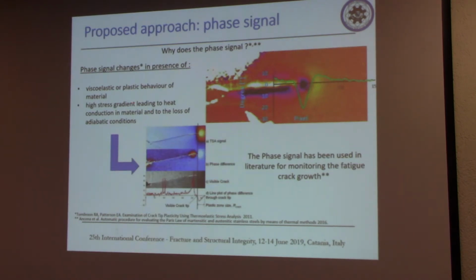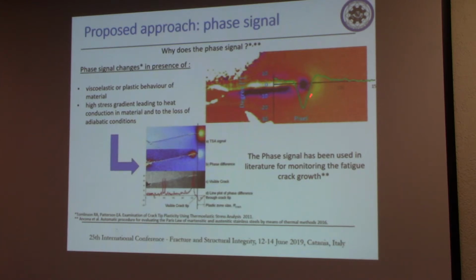In this work, we propose the phase signal. Why? This is a typical phase signal profile along the crack growth direction. You can see a double reversal change in sign of the phase. Why does the phase change? Because there is a plastic behavior at the crack tip. Moreover, there are high stress gradients leading to heat conduction and the loss of adiabatic conditions.